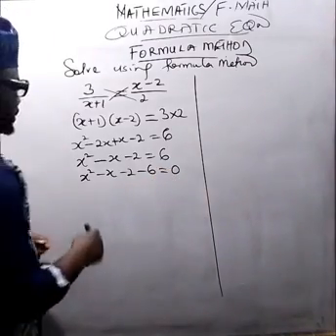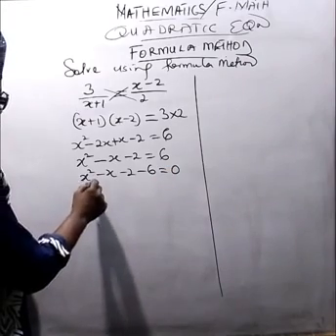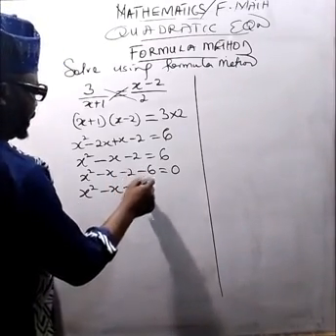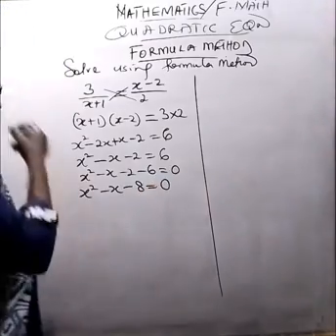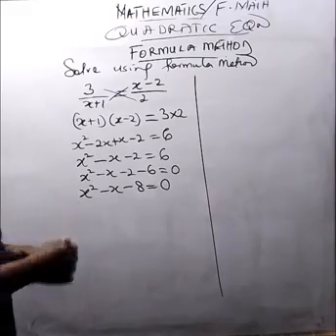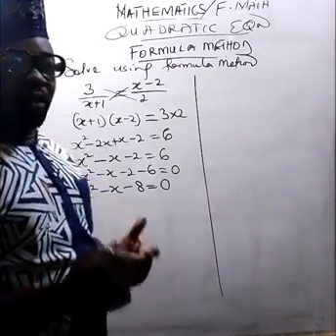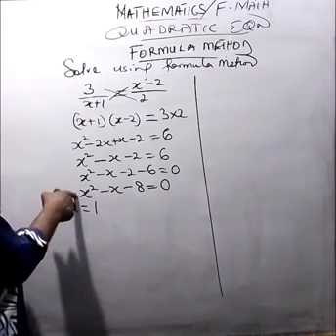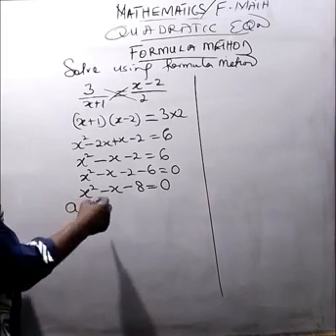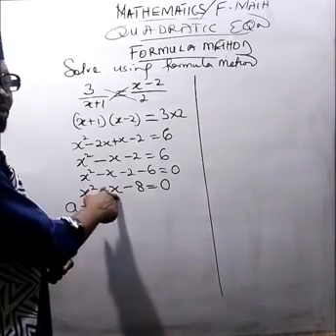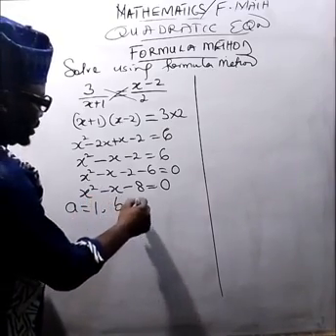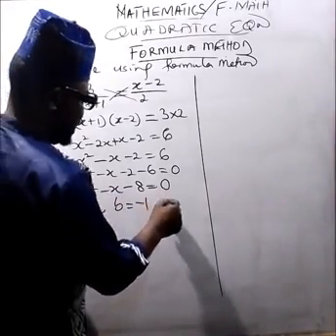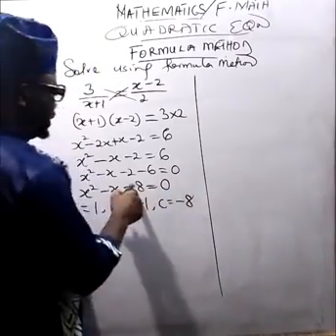I hope that is clear to you. Good. That becomes x squared minus x minus 2 minus 6, that will be minus 8 is equal to 0. In this regard now, we can fish out that the value of our a, which is the coefficient of x squared, is equal to 1. That is plus 1 here. The value of our b is the coefficient of x. b is equal to minus 1. And our c is equal to minus 8. That is our constant.